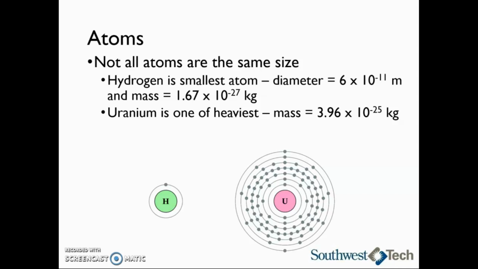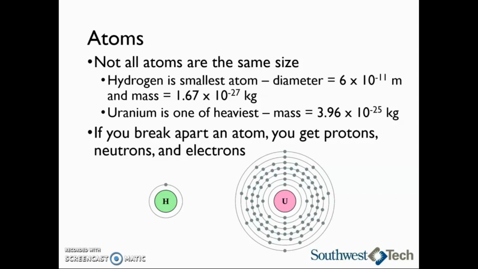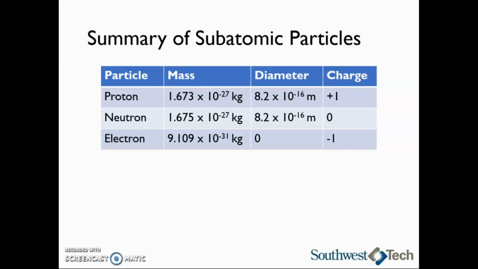If you take an atom and break it apart, you will end up with protons, neutrons, and electrons, which are all subatomic particles. We won't go into too much detail with subatomic particles, rather we will just look at some of their basics. The first subatomic particle that we will take a quick look at is the proton. The mass of a proton is 1.673 × 10⁻²⁷ kilograms. The diameter of a proton is 8.2 × 10⁻¹⁶ meters, so they are extremely small. This makes sense because a proton has to be smaller than the atom. The charge on a proton is +1.